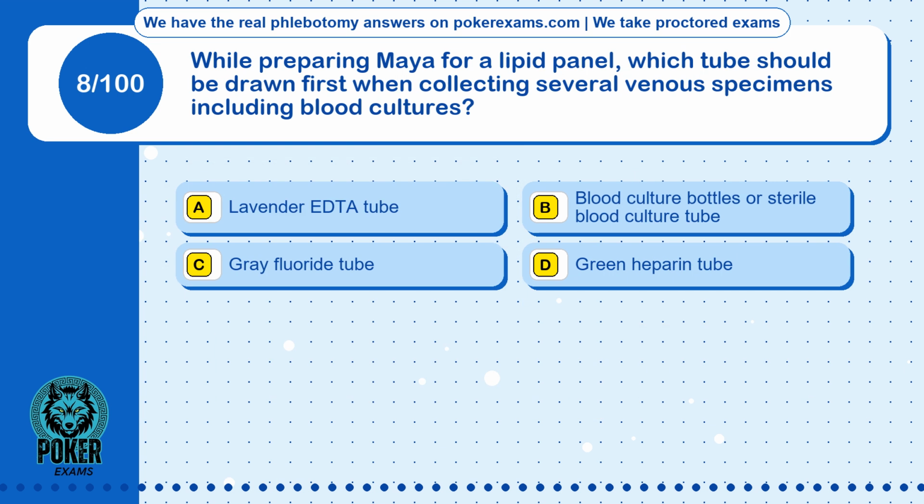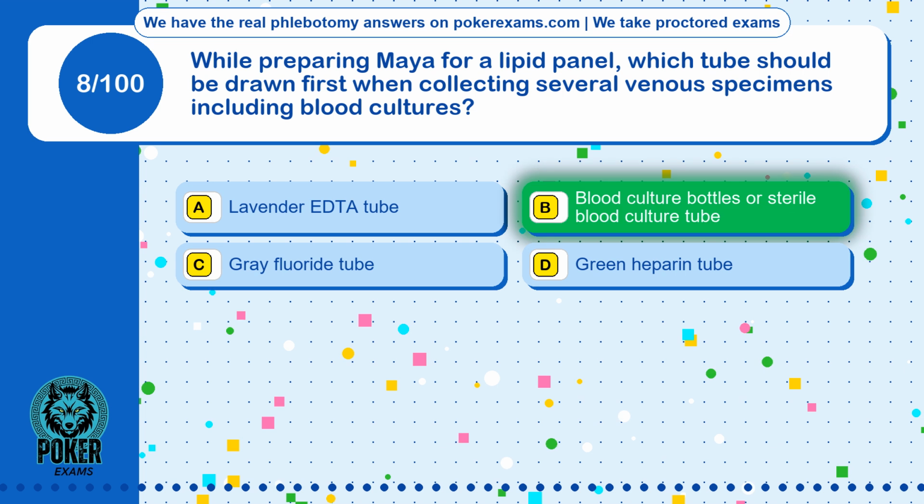Question 8. While preparing MIA for a lipid panel, which tube should be drawn first when collecting several venous specimens including blood cultures? Option A. Lavender EDTA tube. Option B. Blood culture bottles or sterile blood culture tube. Option C. Gray fluoride tube. Option D. Green heparin tube.